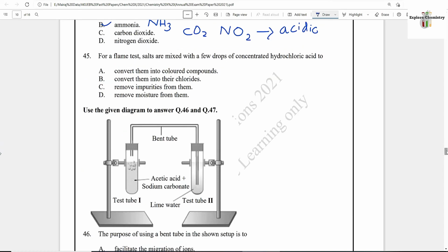Number 45. For a flame test, salts are mixed with a few drops of concentrated hydrochloric acid to convert them into their chlorides, because chlorides will impart good color. Convert them into colored compounds? No. Colored compounds cannot be produced through metals of 1A and 2A group elements. Remove impurities? No. Remove moisture? No. Only to convert them into chloride. Like if we are taking a sodium salt, when reacting with hydrochloric acid, sodium chloride will form, and chlorides of metals will impart good colors.